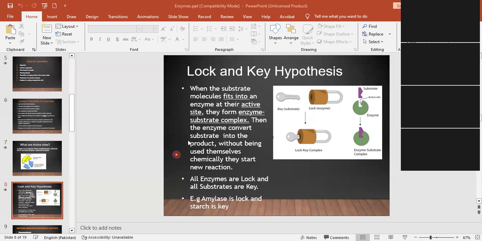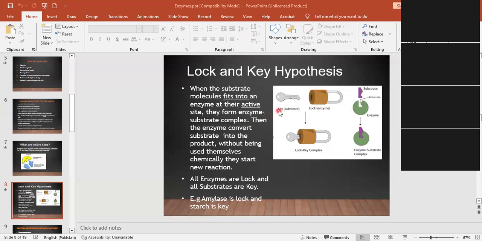ठीक है? So when the substrate molecule fits in, you can see this is the underlined key point. An enzyme at its active site forms the enzyme substrate complex. Then the enzyme converts substrate into product without being used up chemically itself, and it can start a new reaction. This is the lock and key hypothesis. And lock is actually the enzyme and key is the substrate.